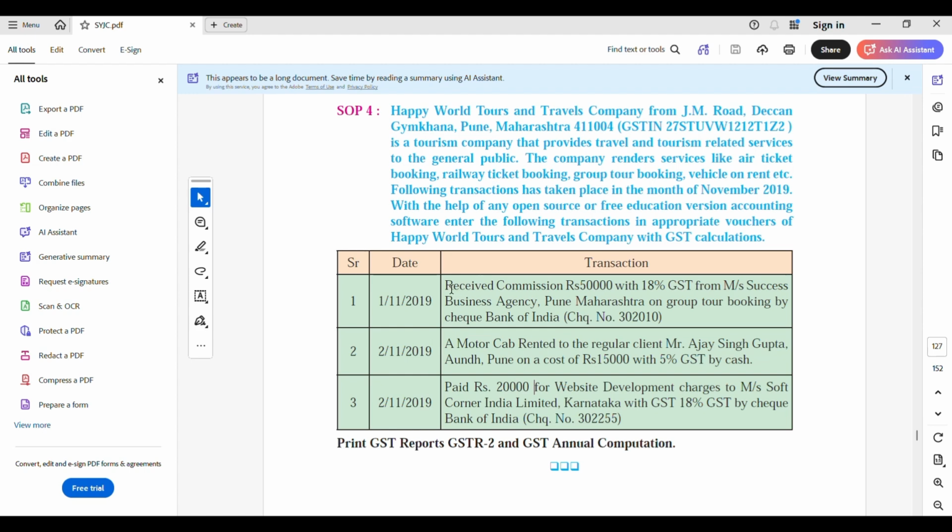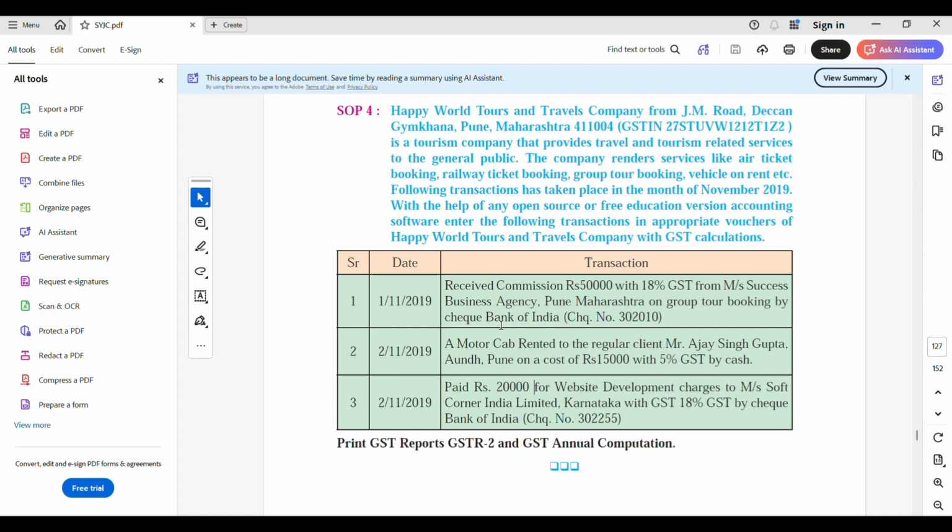Now the first transaction is telling us: received commission rupees 50,000 with 18% GST from M/S Success Business Agency, Pune, Maharashtra, on the group tour booking by check number so and so from the Bank of India. Please note, first the transaction is in the state of Maharashtra, so we will have to create CGST and SGST, no need of IGST.